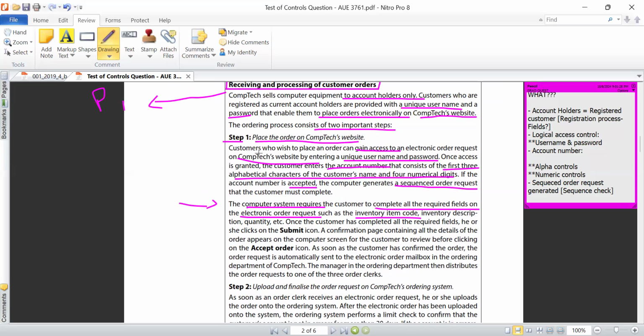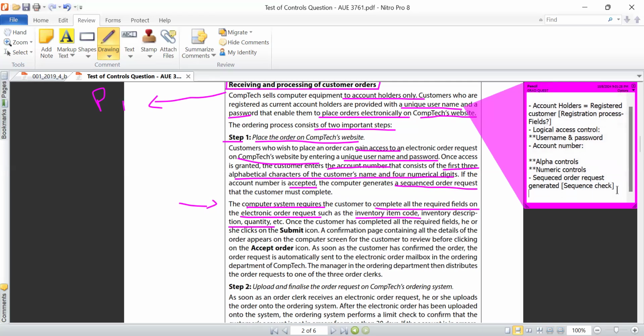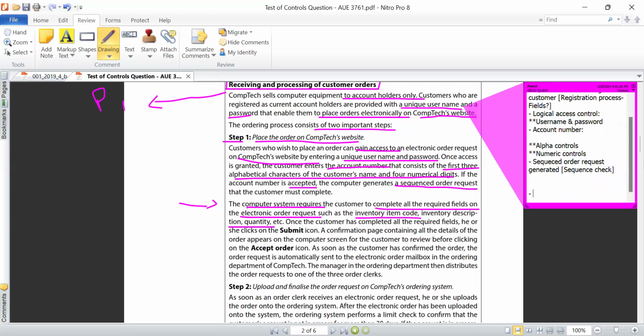Now that you're a valid account holder, what do you then do? You are eligible to place an order. So now, when you're placing the order, let's find out. The computer system requires that the customer complete all the required fields on the electronic order request, with the inventory item code, inventory description, quantity, and all that. So when I see this, it's a document in the system. I'm going to have to inspect whether it does display that kind of information.